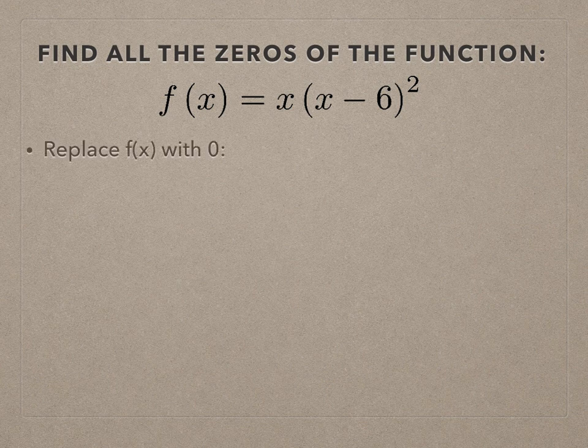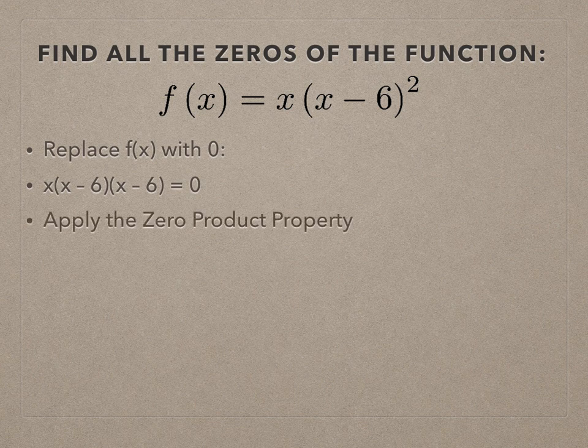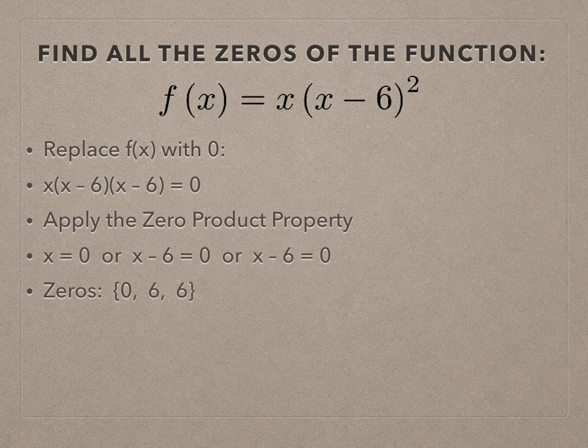First, we'll replace f of x with 0, and we'll expand that squared expression. Now we'll apply the zero product property, and we'll set each factor equal to 0. We'll solve for x, and these are our zeros. Please note that x equals 6 is a double root, and so that has a special characteristic on the graph.